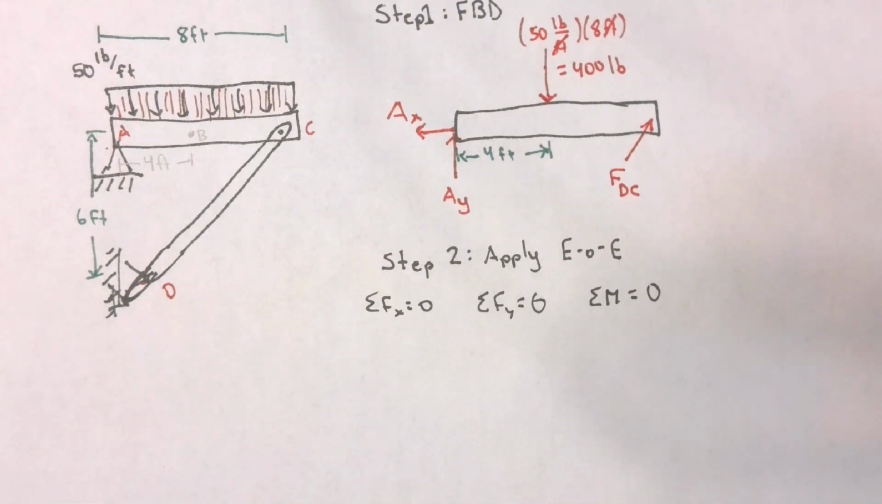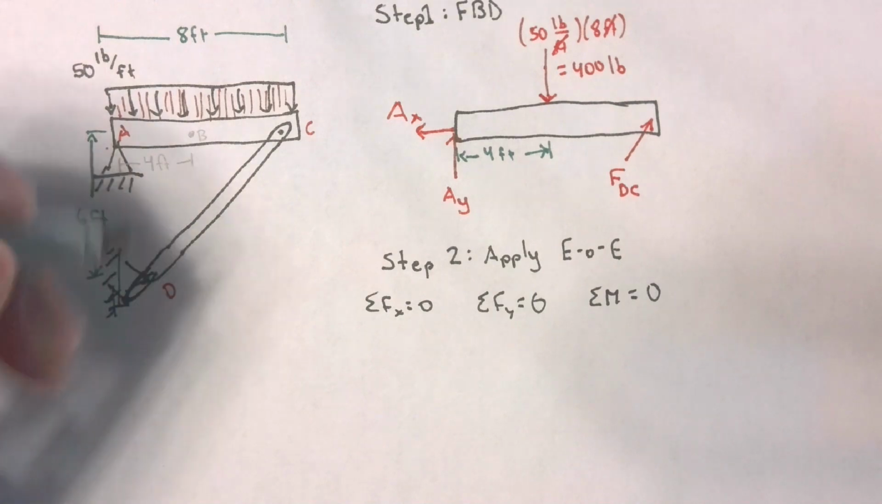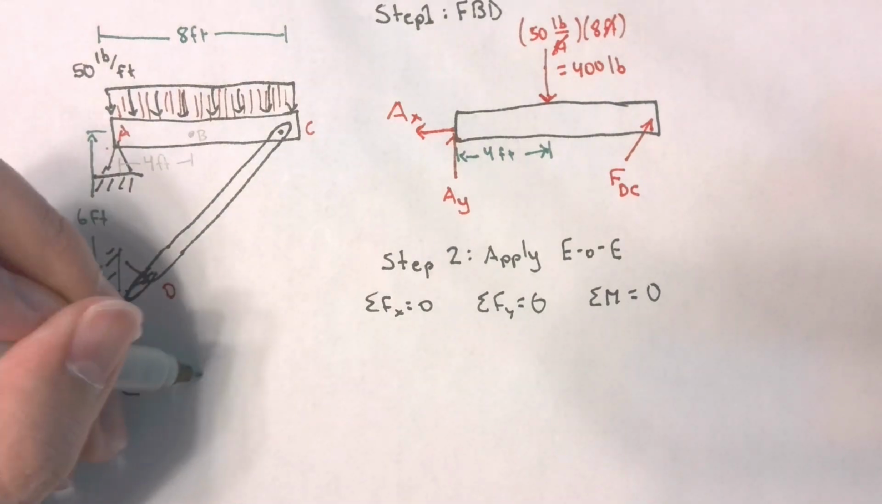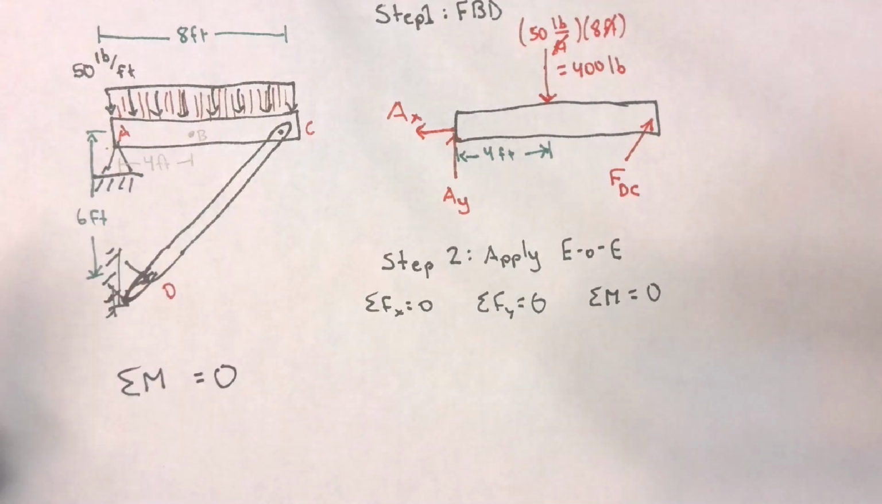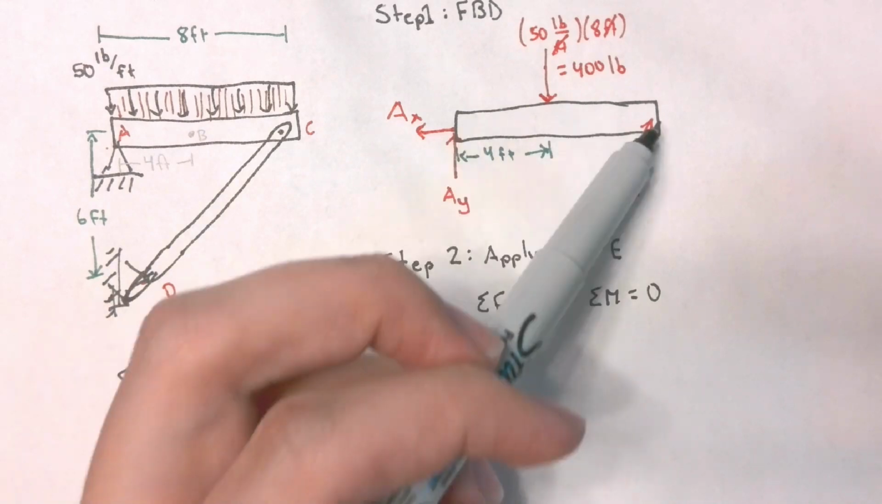Sum of moments. Yeah, sorry. Okay. All right, that's fine. So we'll start with sum of moments. So we say that sum of moments about any point should equal 0. What point do you want to choose? You want to choose point A, point B, or point C?